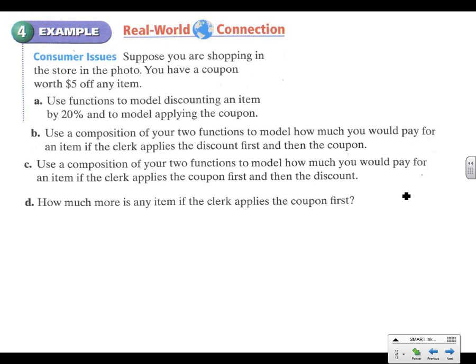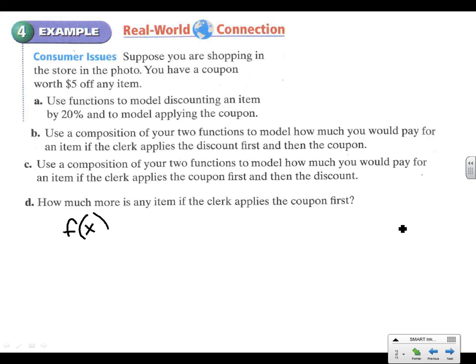All right, last one, real world connection. Suppose you are shopping in a store, the store in the photo. There was a picture of a store over here, which I didn't copy, but you have a coupon worth $5 off any item. Use functions to model discounting an item by 20% and to model applying the coupon. So we've got two different things going on. We'll use f again. You could use h of x or p of x, it doesn't matter, but f and g get used a lot.